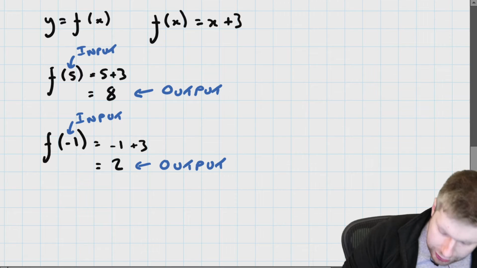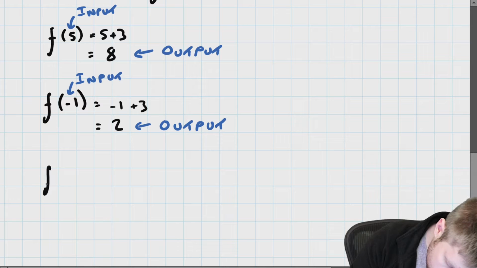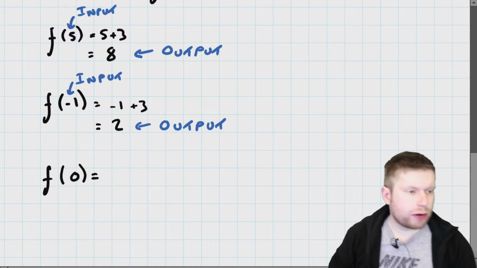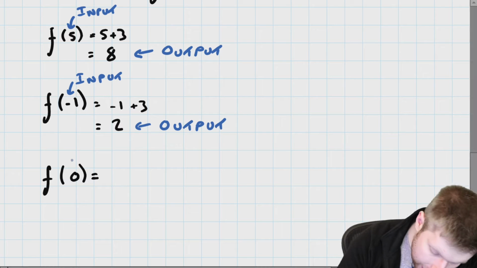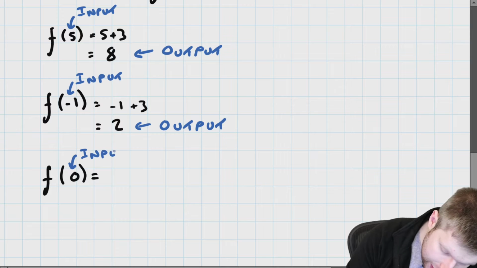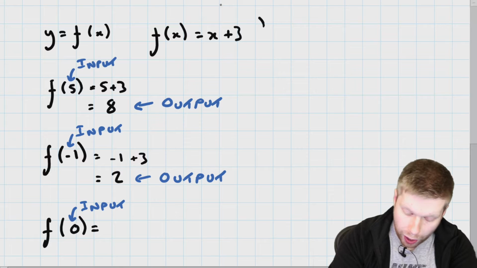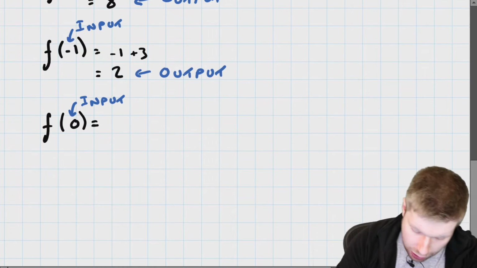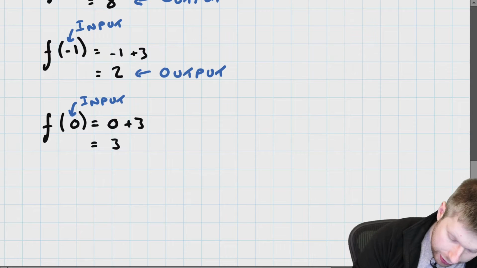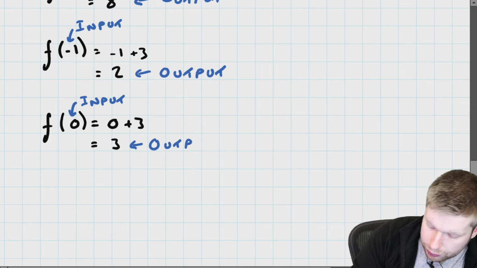Let me just try with one more example. Let's try, for example, with f of 0, okay? What would f of 0 mean? Well, just remember, what is my input? My input is always the thing which goes inside the brackets. So in this case, my input is 0, okay? How do I get my output? Well, it's still exactly the same rule as before. I just have to add 3. Okay, so let's have a look. If I take 0 and I add 3, well, I just get 3, right? So therefore, the number which I get out is 3, so that is my output, okay?